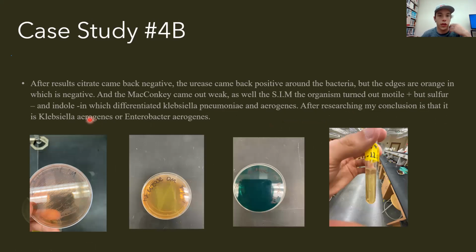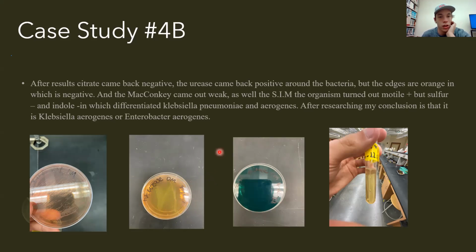After my results came back negative, the urease came back positive in the middle, where I used the lazy S technique, and it caused a pH change and produced ammonia. But it was also negative, because it was weird: around the circle, around the agar, it is orange, and that was unique to me.